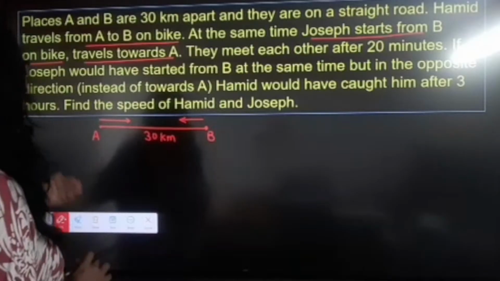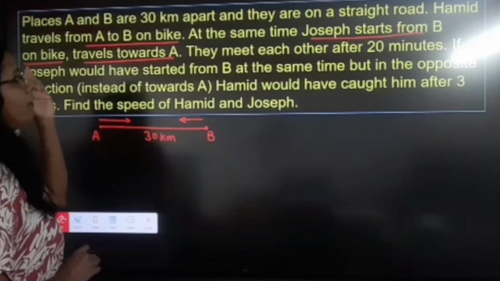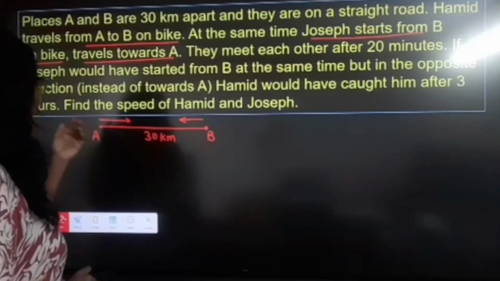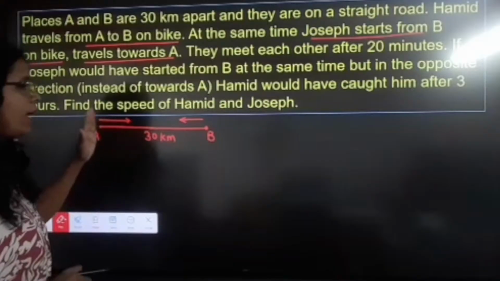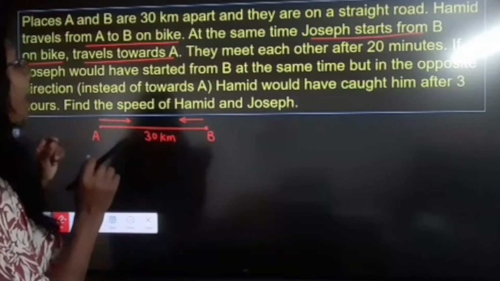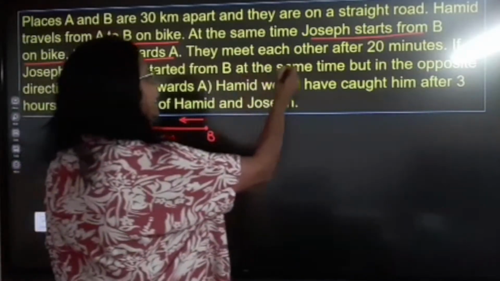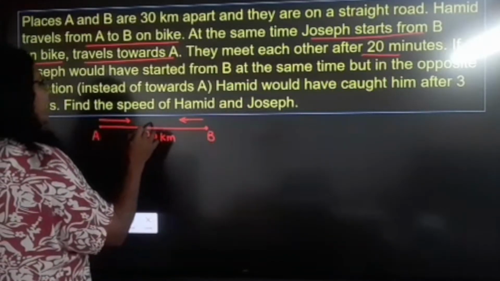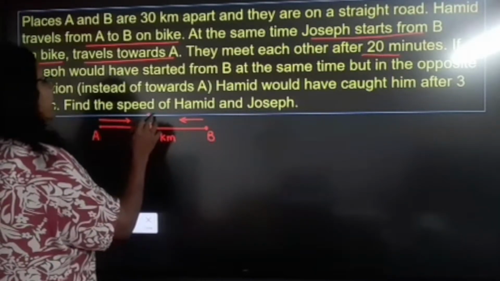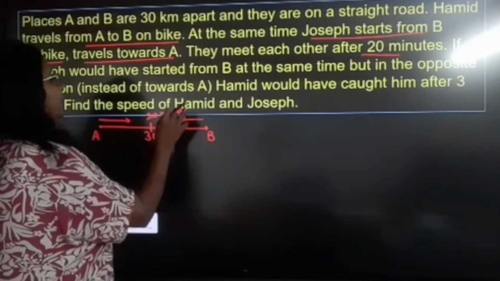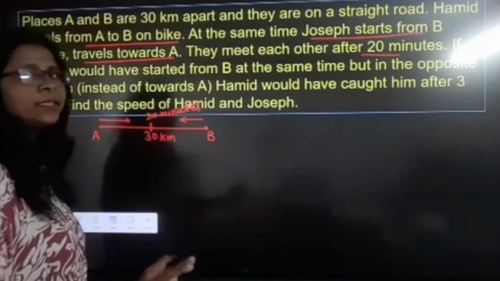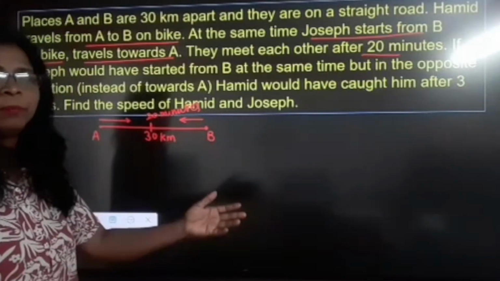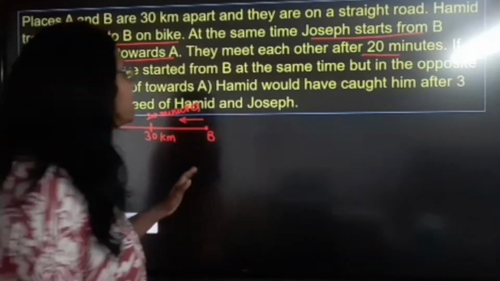Joseph travels from B to A, and Hamid travels from A to B, and now here they meet each other after 20 minutes. Suppose here is the point where they meet after 20 minutes. Okay, this is the point where they meet each other. The period is that after 20 minutes they meet.